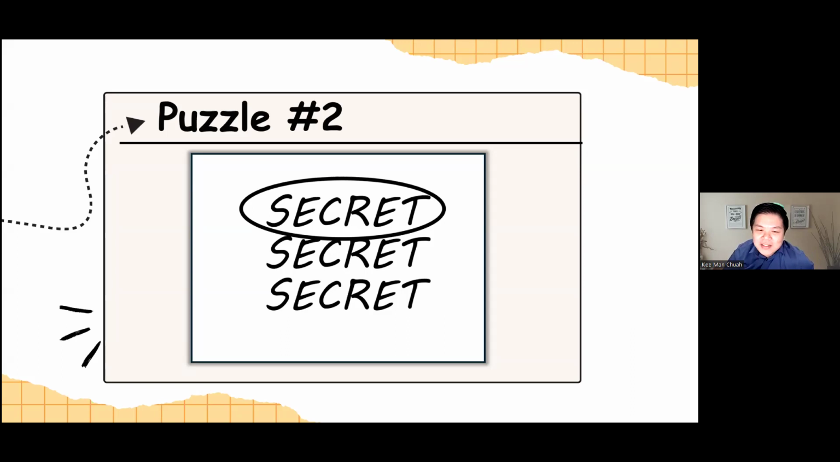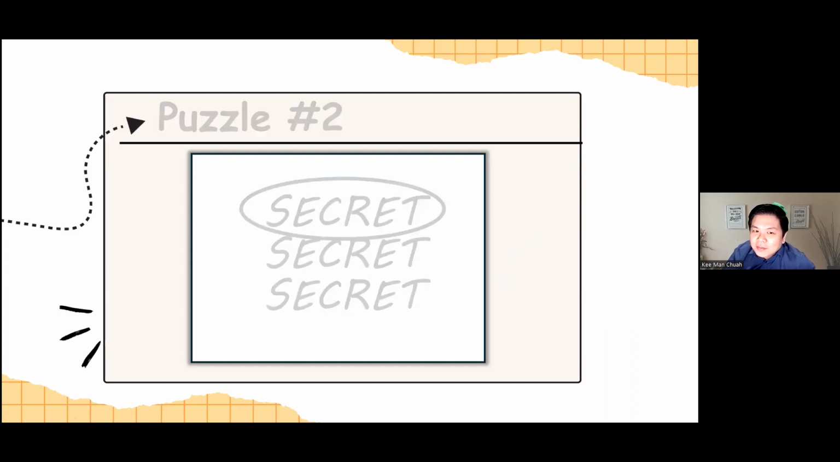Because the word being circled is number one, right? The first one, top secret. Of course, you can have some like secret recipe and all that, but the correct answer for this one is top secret. But would you accept other variety? Maybe we'll argue about this in a bit because this relates to what we are talking about today.